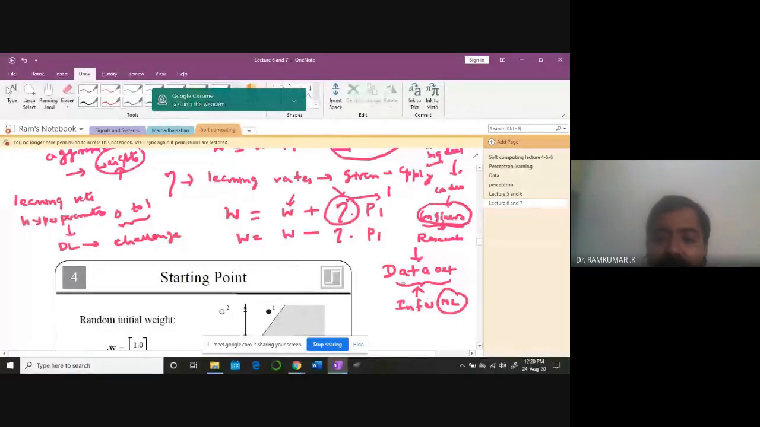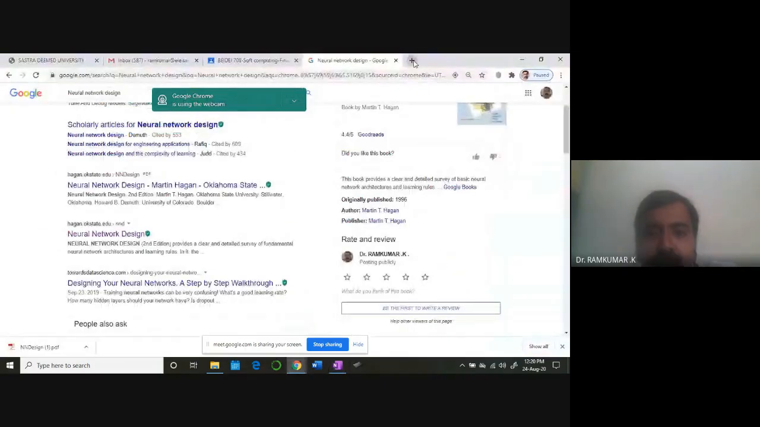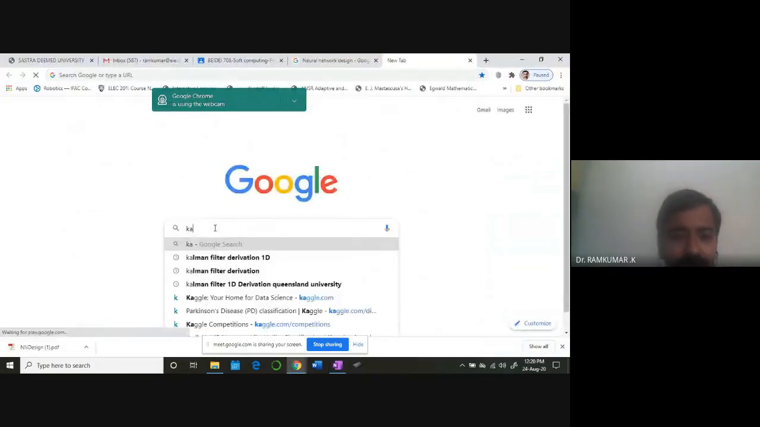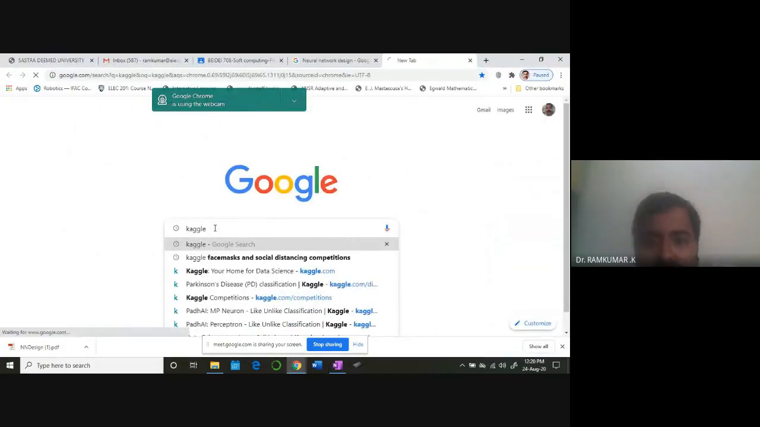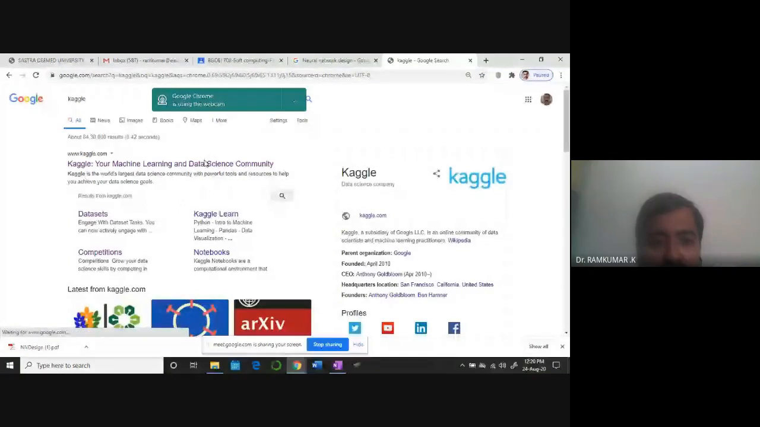Inferring something from the data set, you should know how to apply algorithms and how you are going to tune the hyperparameters. That's a challenge. In fact, most of you in this class have been knowing about something called Kaggle. This is a machine learning and data science community. Maybe you can visit this website.